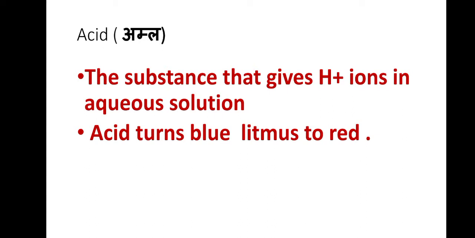According to this definition, water is compulsory to identify acid and base, because acid gives H plus ion only in aqueous solution. So the substance that gives H plus ions in aqueous solution is called acid. Acid turns blue litmus to red. When acid changes the color of blue litmus paper, it turns it to red.